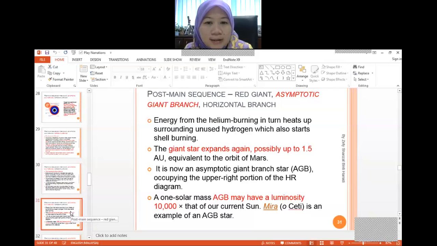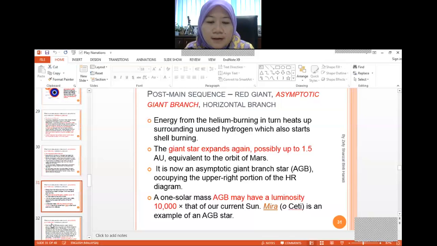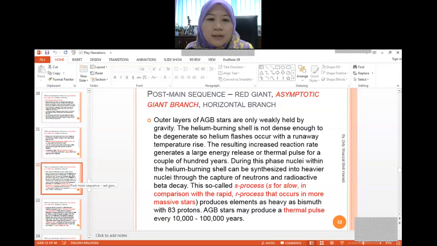The giant star will expand to about 1.5 AU, and it has about 10,000 solar luminosities, and one of the examples is Mira. There might be a few examples out there of AGB stars, but this is a very popular one. Mira is one of the AGB stars that is quite near and popular.